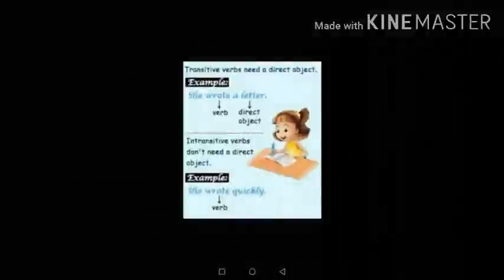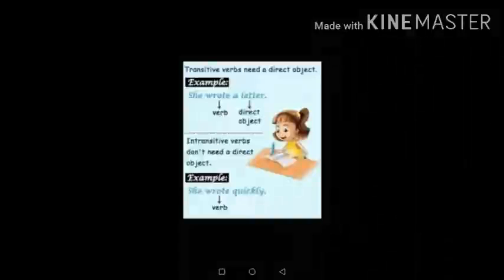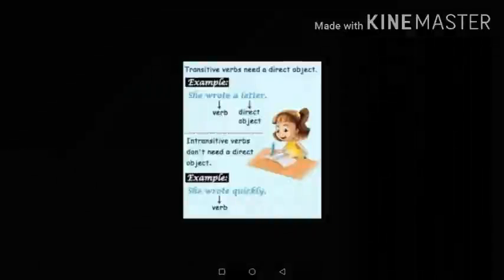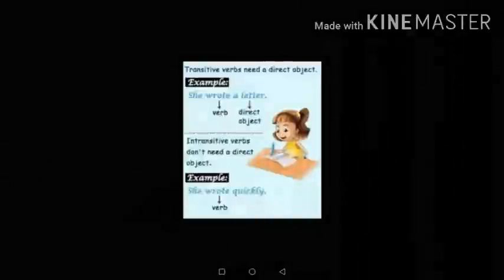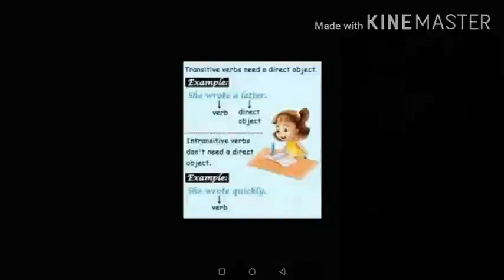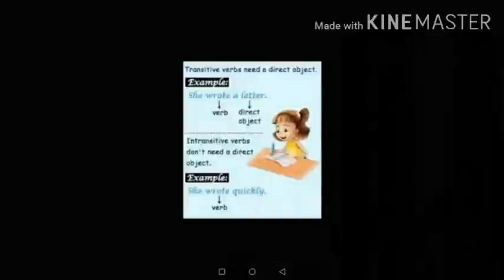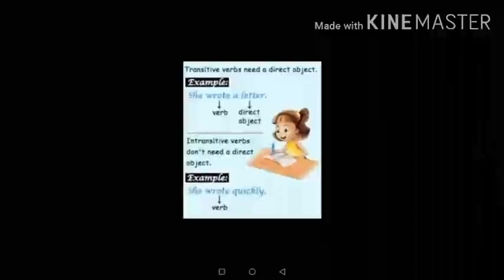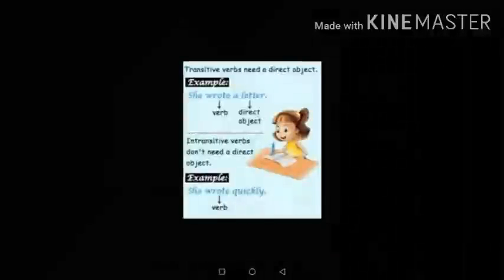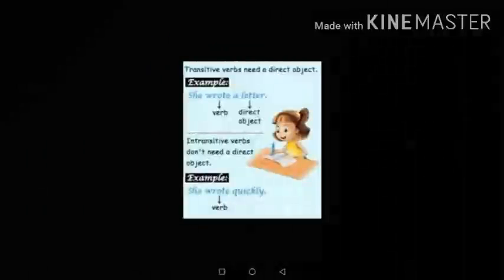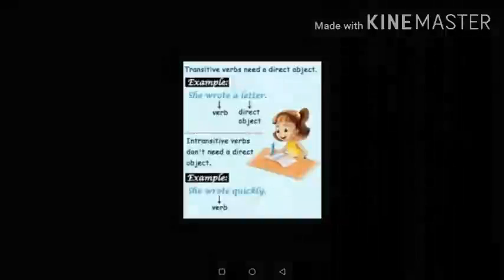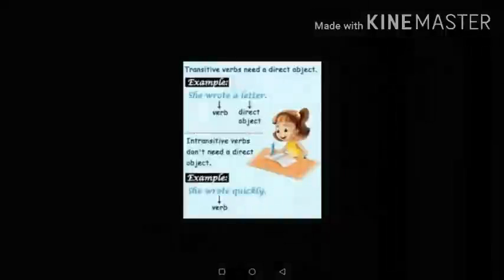Second example, she wrote quickly. Here in this sentence, what did she write? We don't get any answer. So, there is no object in the sentence. So, it is the intransitive verb. It depends upon the usage of the verb whether it is transitive or intransitive. As in the above examples, the verb is the same, that is wrote, but in the first sentence it is transitive and in the other one it is an intransitive verb.